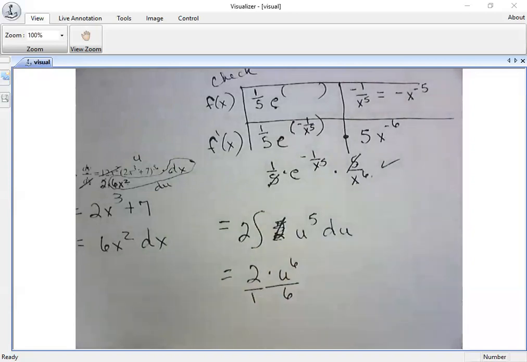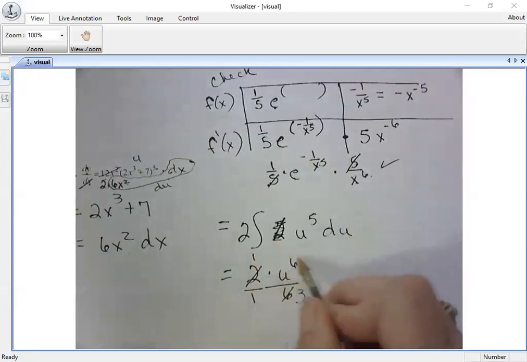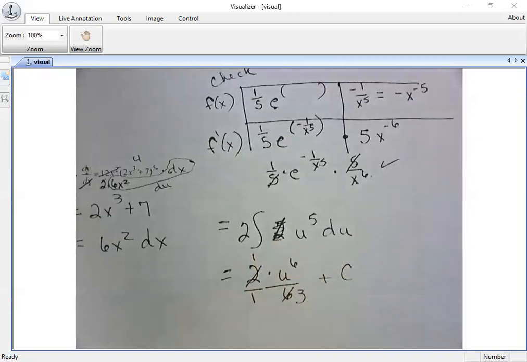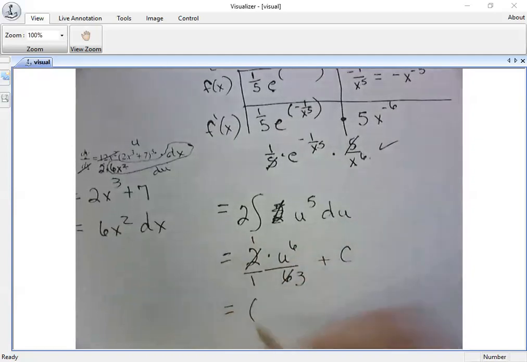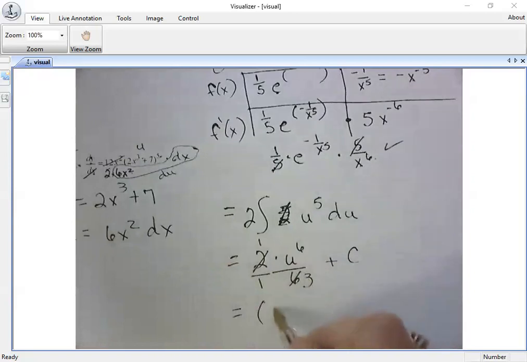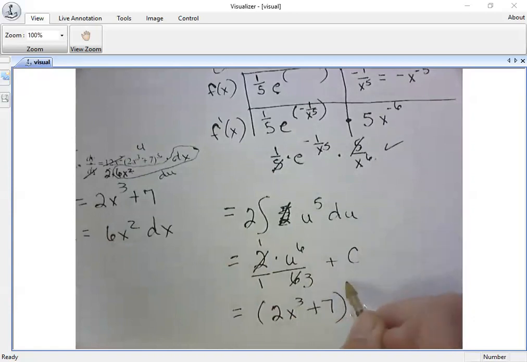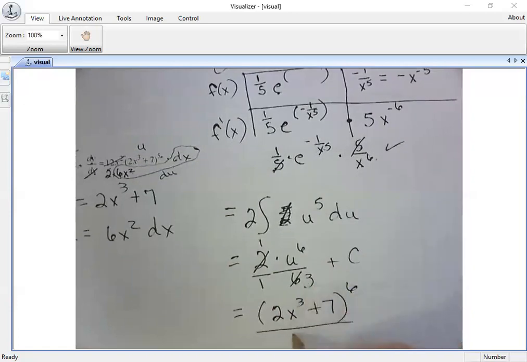Anything? Okay, we could reduce the 2 over 6. That becomes a 1. This becomes a 3. So I've got u to the 6th over 3 plus c, but am I done? All right, now I need to go back and replace u with what u was in terms of x. And that's going to be 2x to the 3rd plus 7 raised to the 6th power over, what's in my denominator? 3, and then a plus c.